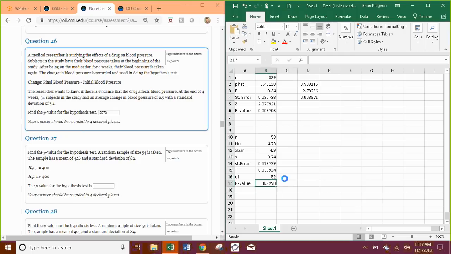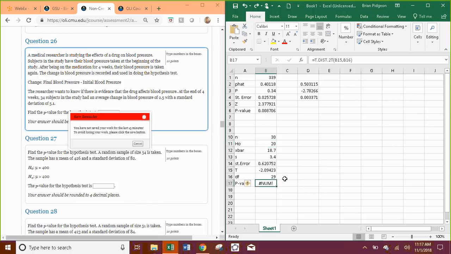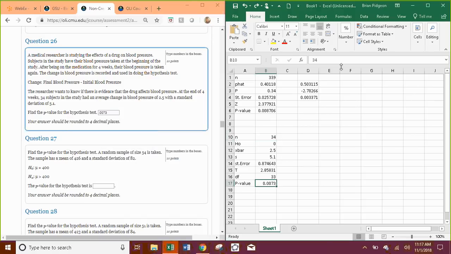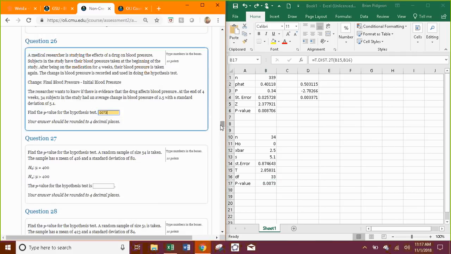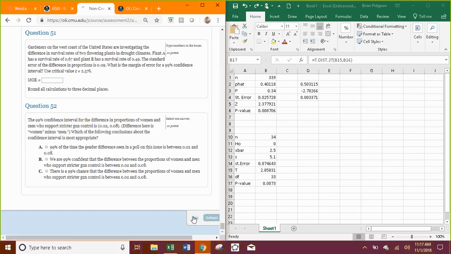Okay. Just that one. So with number 26, I had 0.21 something, but just know that it was supposed to be a little different because my degrees of freedom were off in my calculations. I had a comma 1 right in here. So just be careful. The answer is 0.0073. Let me save it real quick.